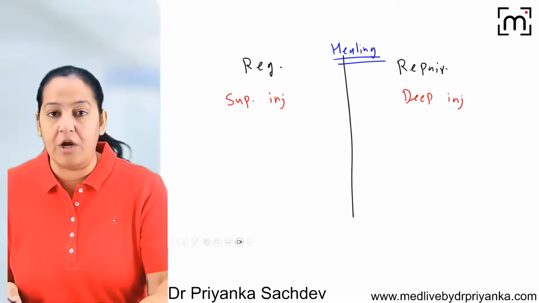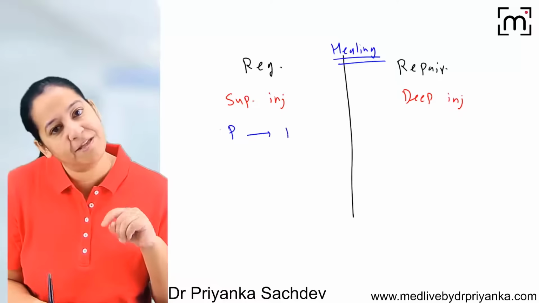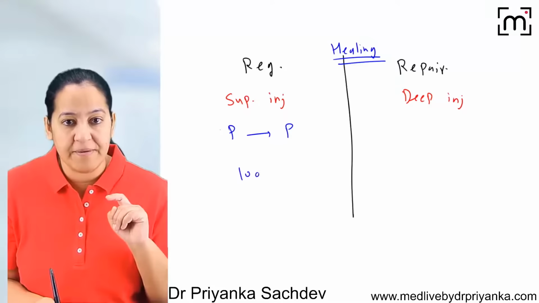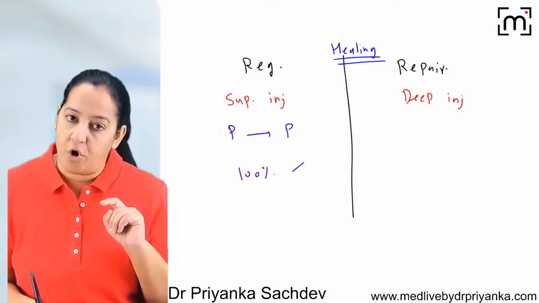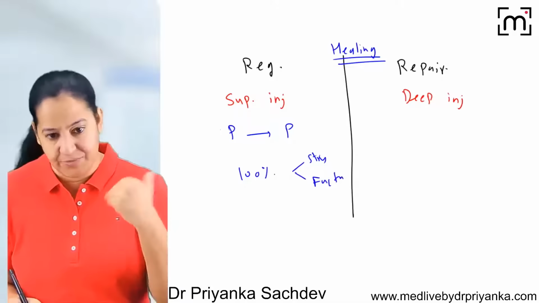In regeneration, the lost parenchyma is replaced by the same parenchyma. So there is 100% restoration of the normal structure as well as normal function. Whatever was lost is regained.